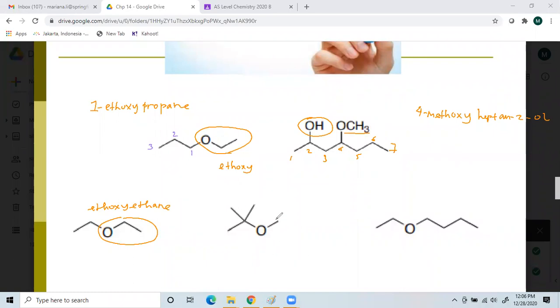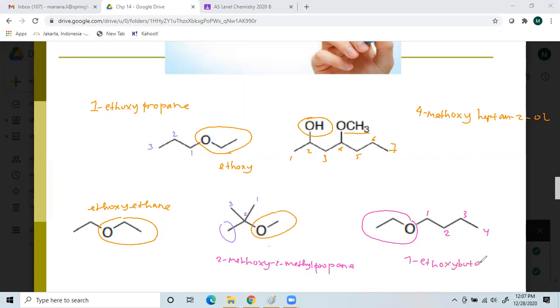How about this? The shorter one is this, right? Methoxy again. But now you should give a number. So this is the branch. So the name would be 2-methoxy-2-methylpropane. Okay, how about this? The shorter is this, right? Ethoxy, with the first C. So the name would be 1-ethoxybutane. Yeah.